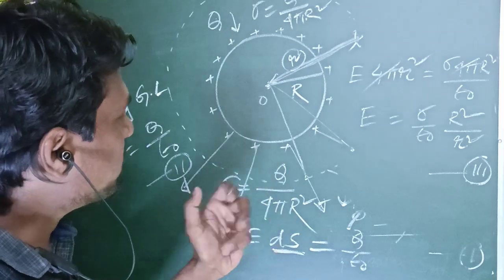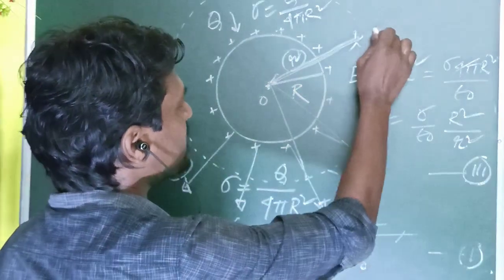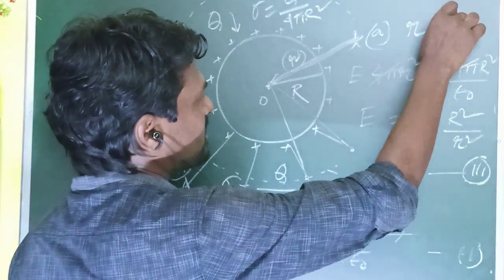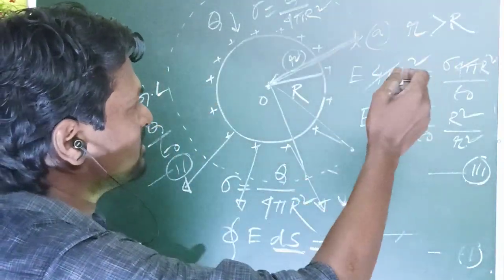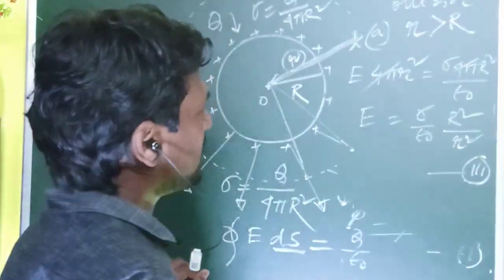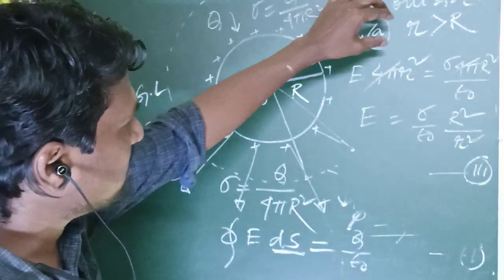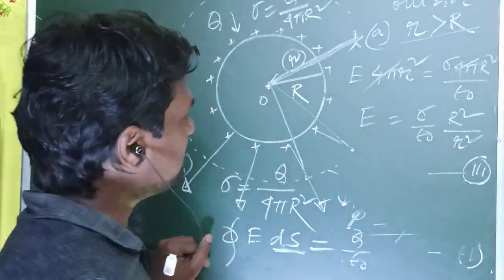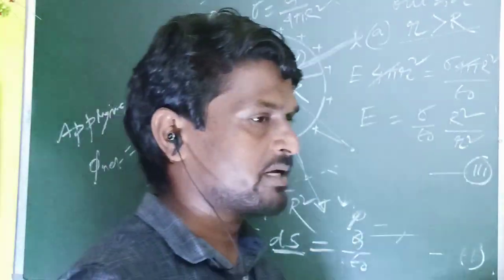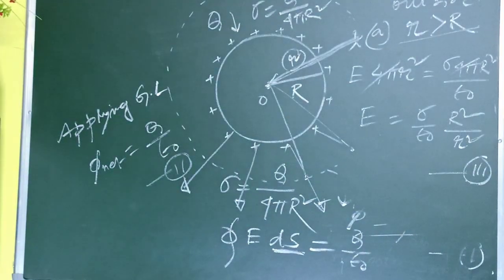So we can calculate the electric field when small r is greater than capital R, that is outside the sphere. Outside the sphere, where r is greater than R, the electric field intensity at that point is sigma by epsilon naught times R square by r square. Now the question is, what will be the electric field on the surface of the spherical shell?